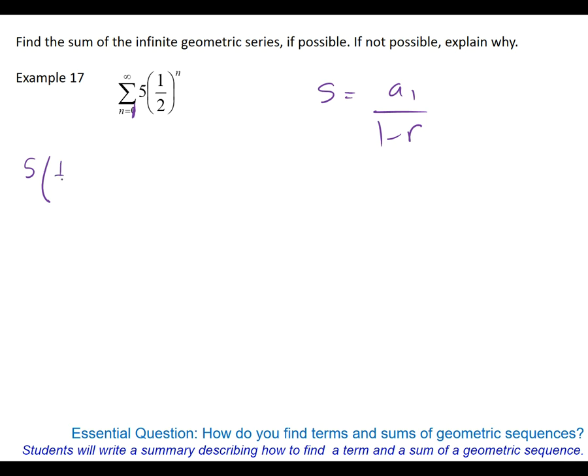So 5, 1/2 to the first. So really I get 5 halves. But if I knew that was 2.5, could I write 2.5 instead? Up to you, I don't care which way you do it. So I'm going to put 5 halves. And then 1 minus, what am I going to use for my ratio? 1/2.